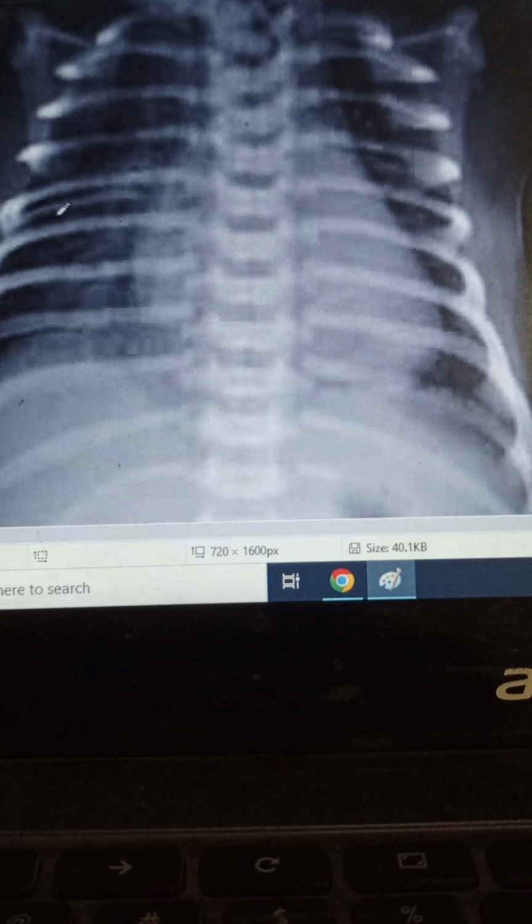I am encircling it with my pointer, right? This line, I am circling with my black pointer. This is a very important finding. This is an important finding to diagnose transient tachypnea of newborn.